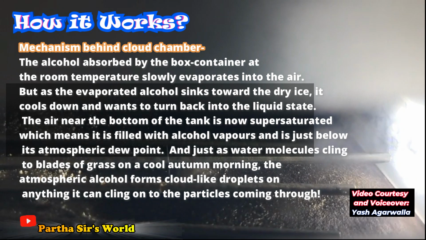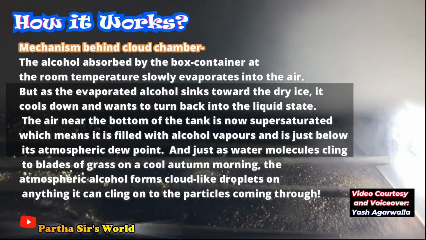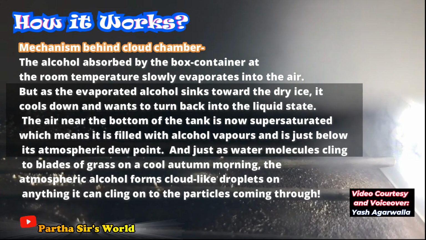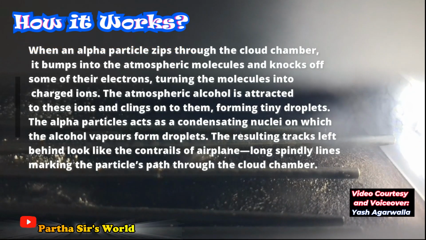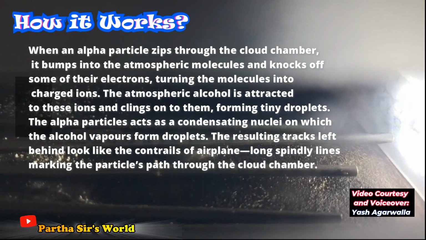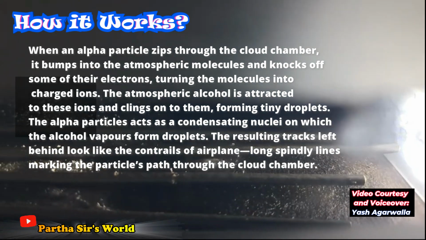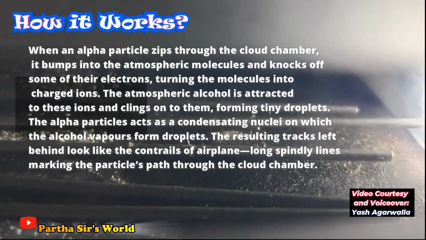And just as water molecules cling to blades of grass on a cool autumn morning, the atmospheric alcohol forms cloud-like droplets on anything it can cling onto, like the particles coming through. When an alpha particle zips through the cloud chamber, it bumps into the atmospheric molecules and knocks off some of the electrons, turning the molecules into charged ions.